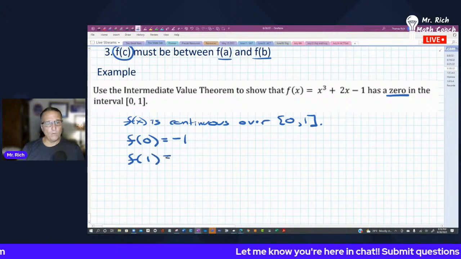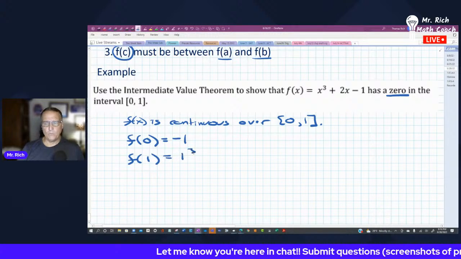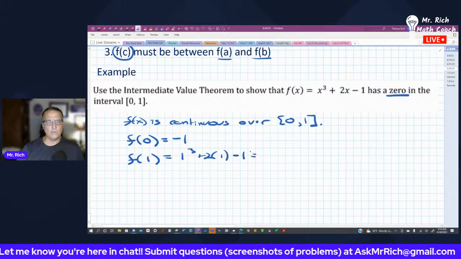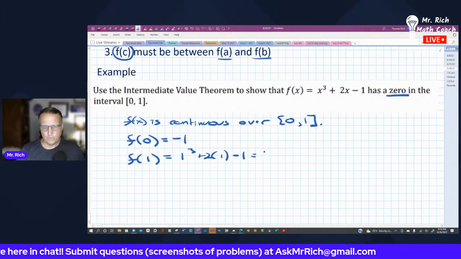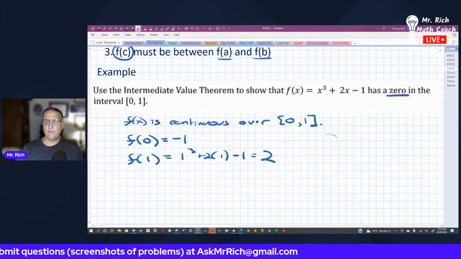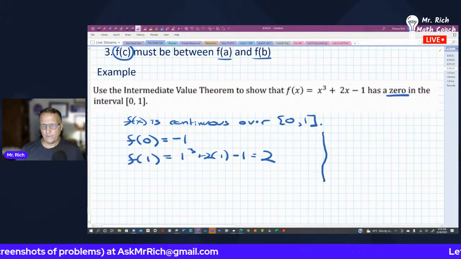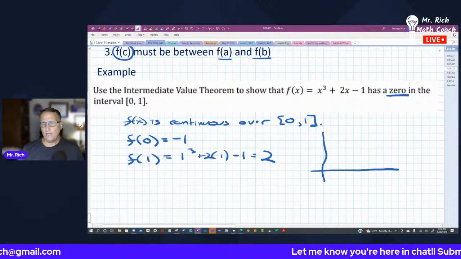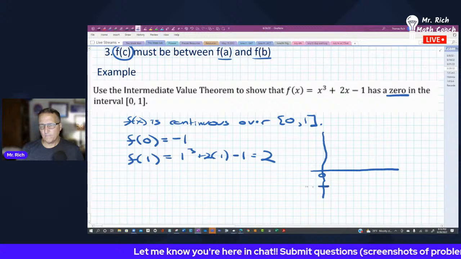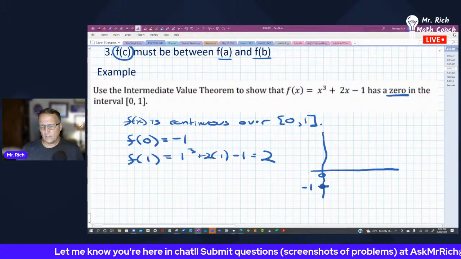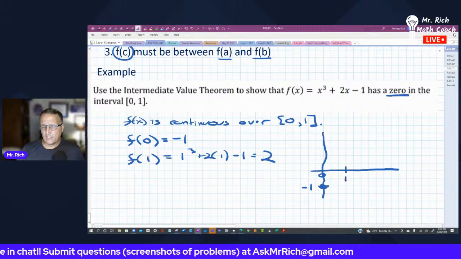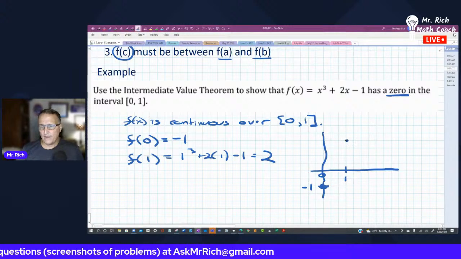f(1) is equal to 1 cubed plus 2 times 1 minus 1. I'm going with a value of 2. Now, I'm going to sketch the scenario here. This is what's happening. At x equals 0, this function is at negative 1. Out here at x equals 1, it has a y value of 2.